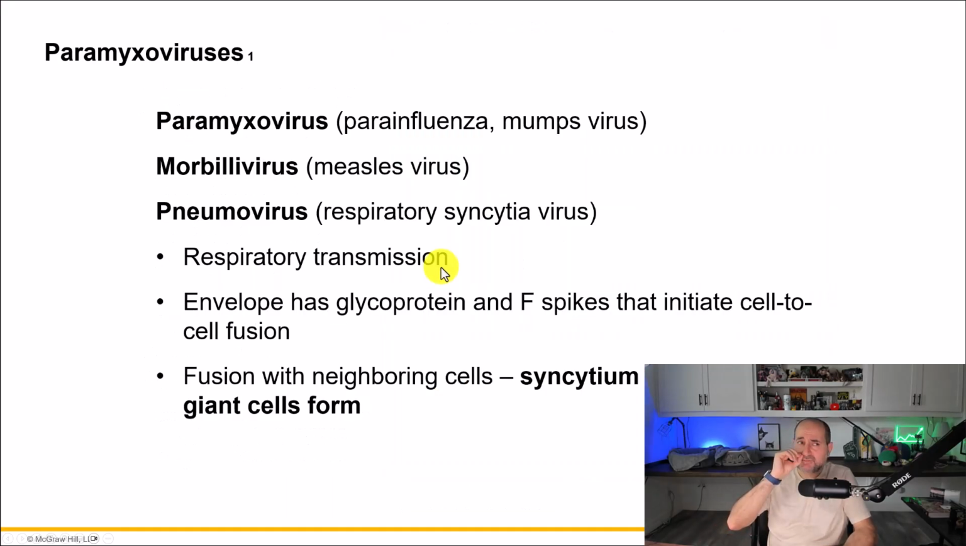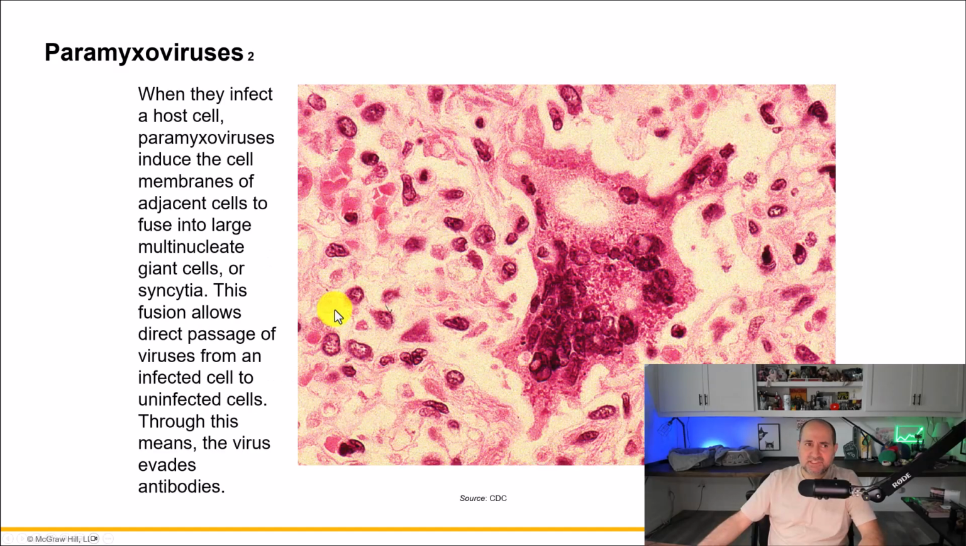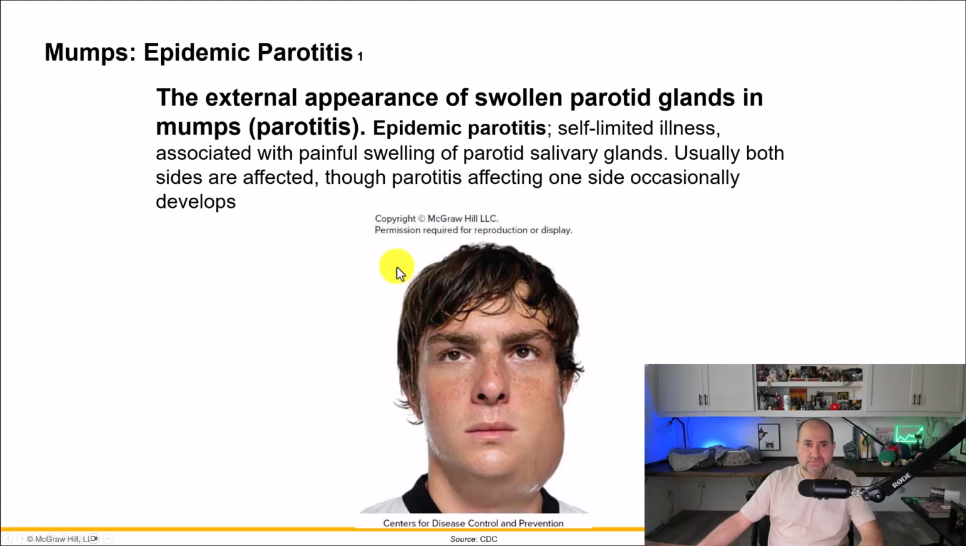Remember, then we talked about these paramyxoviruses, and I told you that there's the mumps virus, the measles virus, the respiratory syncytial virus. What these have in common is they form a syncytia. Remember, a syncytia are adjacent cells that fuse together to form large multinucleate cells. Remember, we talked about mumps and how they cause the lumping around the salivary glands around the throat.